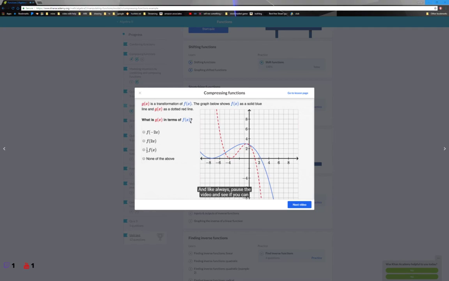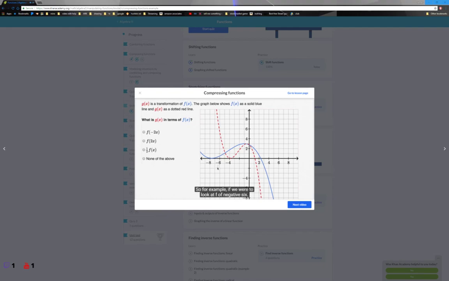And like always, pause the video and see if you can give a go at it, and then we're going to do it together. All right, so when you immediately look, it looks like g of x is kind of a thinned up version of f of x. It seems like if you were to compress it towards the center, that's what g of x looks like. But let's put a little bit more meat on that bone and see if we can identify corresponding points.